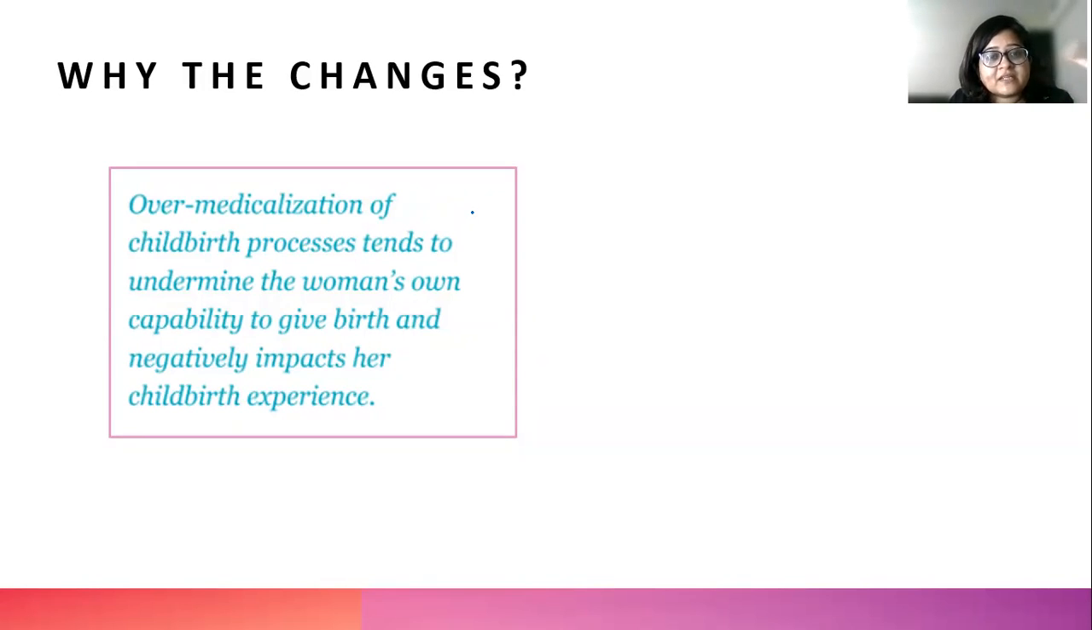And basically, they said that there is no need to intervene too early. Let her progress. As long as the maternal parameters are fine and the fetal heart rate is fine, let her progress, nothing will happen. So that is one of the reasons why these changes were made.